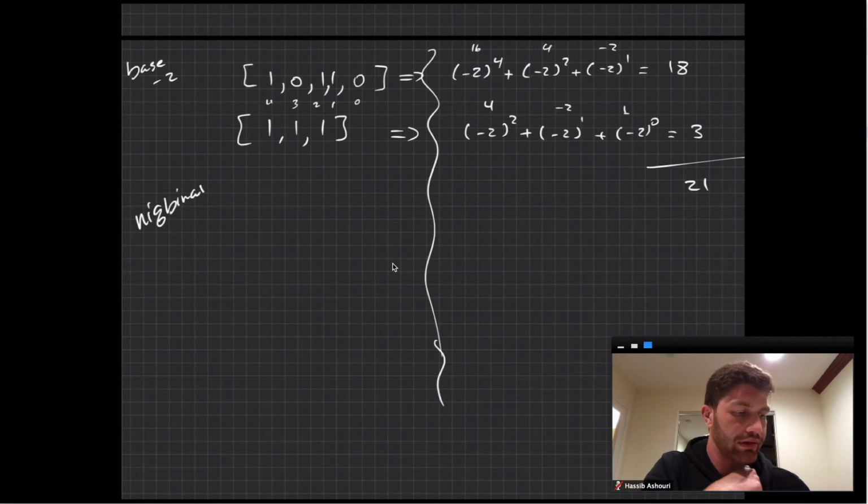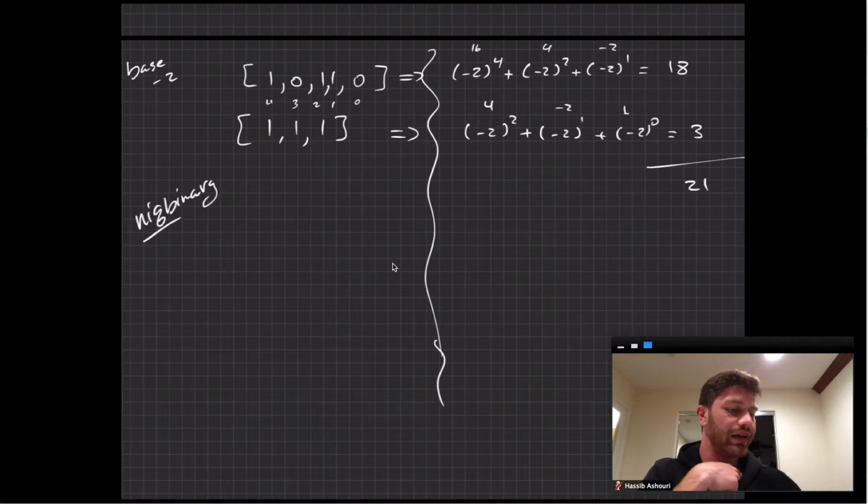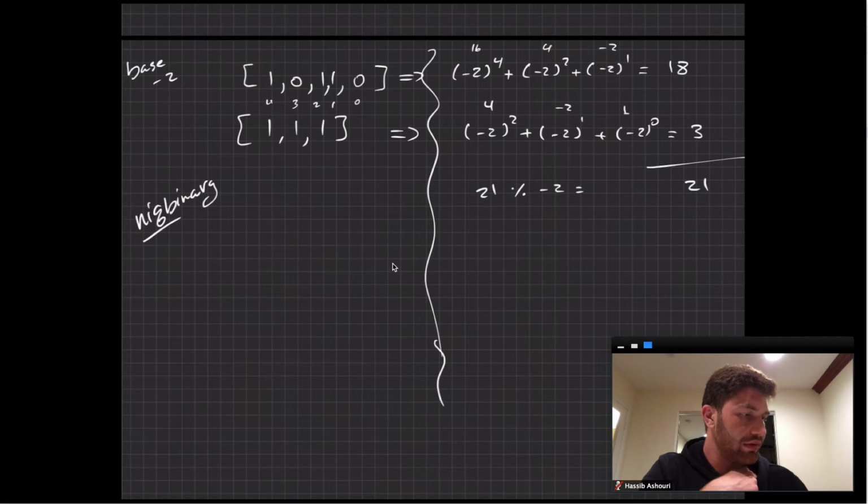Negabinary. I think that stands for negative binary or something. So I'll do the division pretty quickly. I have 21, looking for the remainder by dividing by negative 2. I'm going to get a 1, and I am going to get 10. And I'm going to get a negative 10. Divided by negative 2, I'll get a 0, and I'll get a 5.